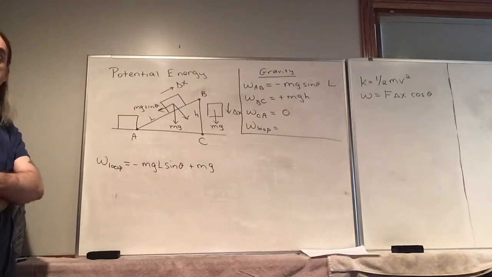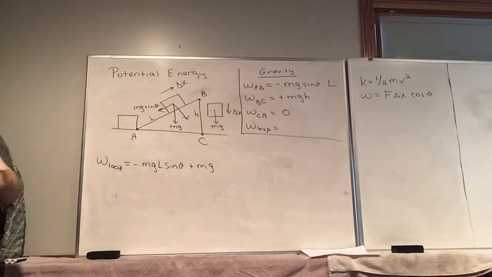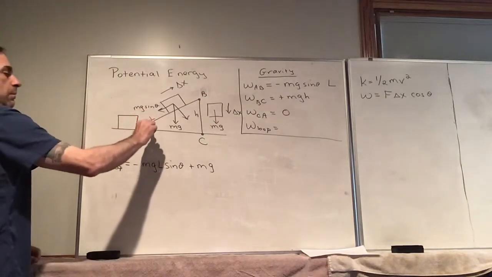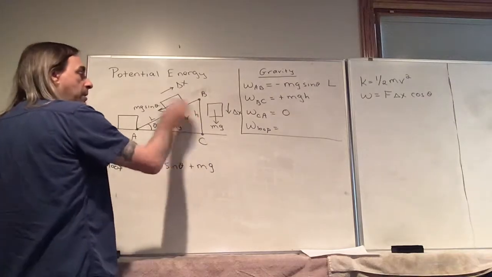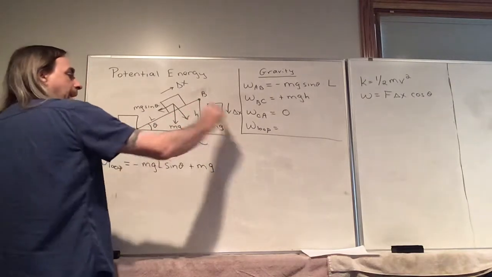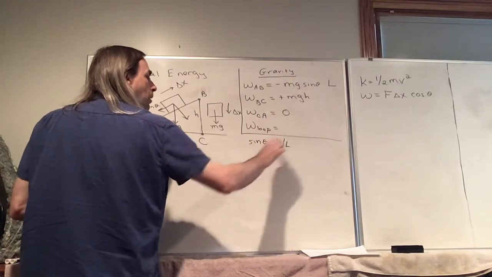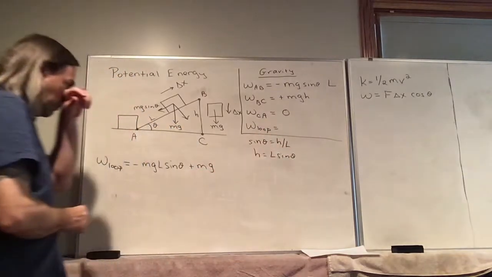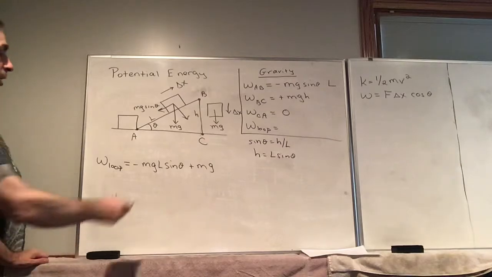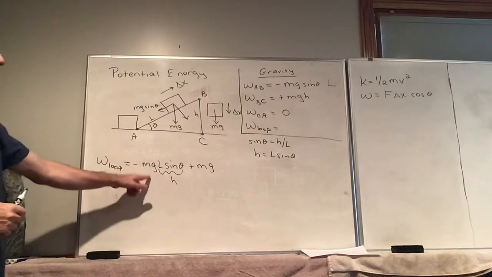Okay, now before we got 0, this time it looks like we might have something, but theta is the angle of the incline. We can see from this triangle, it's hard to see because it's so cluttered, but sine of theta is h over L, or h is equal to L sine theta. And so if we replace L sine theta with h, we can see that we have minus mgh.